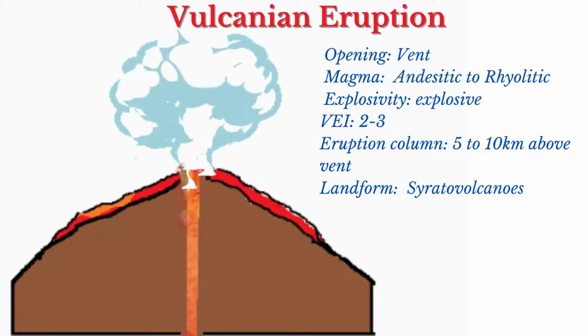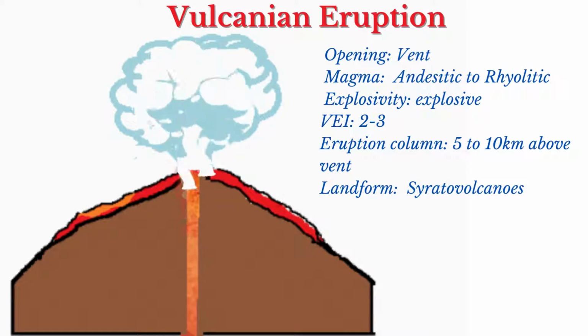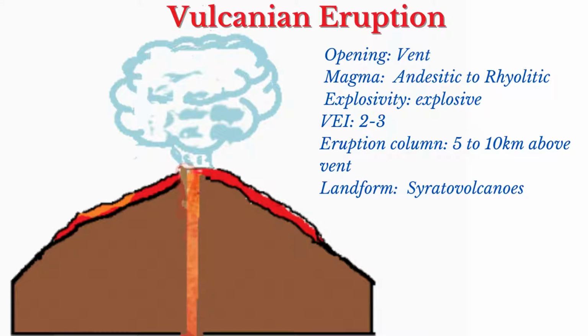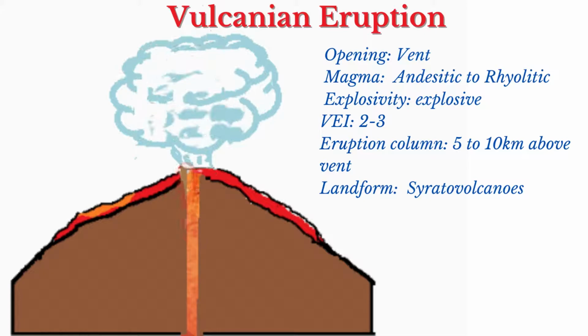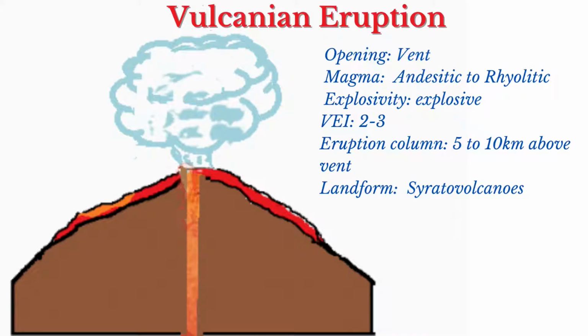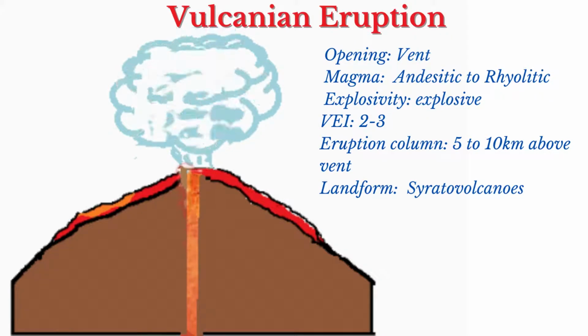Vulcanian eruption is more violent and less frequent than Strombolian eruption. It involves andesitic to rhyolitic magma erupting from a central vent. Intermediate viscous magma within the volcano makes it difficult for gases to escape. This leads to the buildup of high gas pressure, eventually resulting in an explosive eruption.